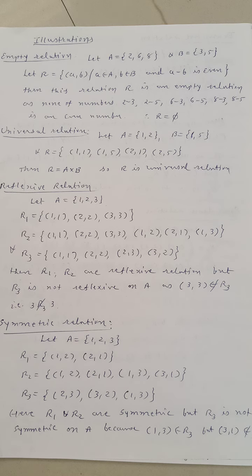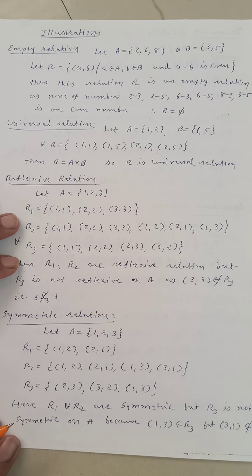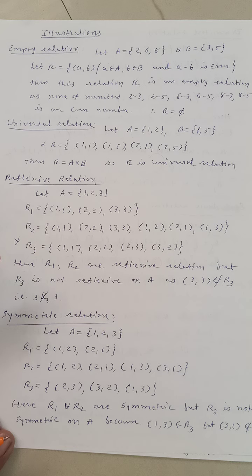Now third one, reflexive relation. Suppose set A we choose {1, 2, 3}. Now I have three relations. All of you look carefully. R1 is (1,1), (2,2), (3,3). R2, I write (1,1), (2,2), (3,3), (1,2), (2,1), (1,3). In R3, (1,1), (2,2), (2,3) and (3,2). Clear? Now you have to examine, you have to use your definition of reflexive relation and discuss whether R1, R2, R3 are reflexive relations or not.